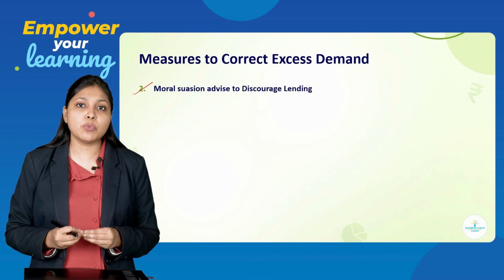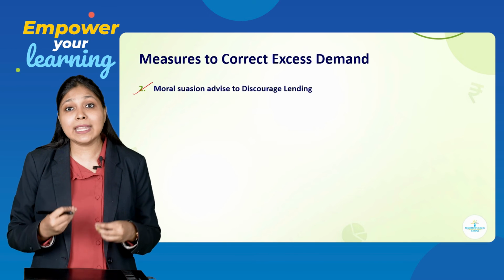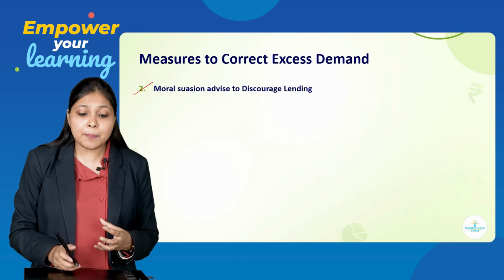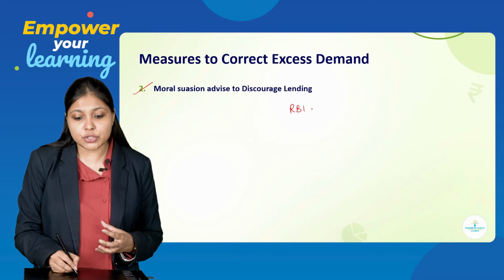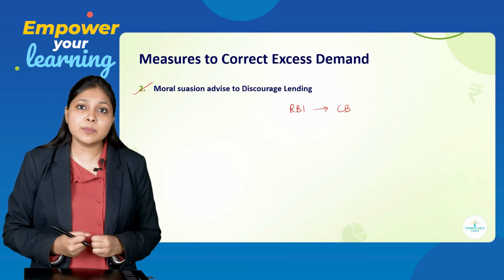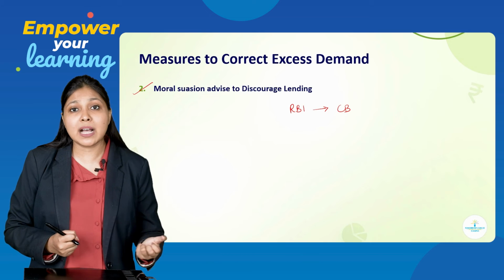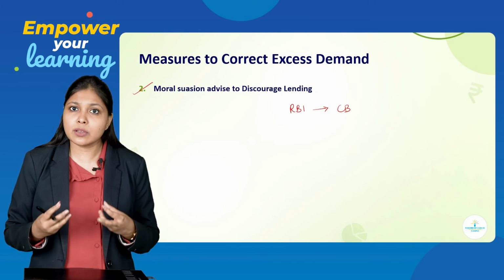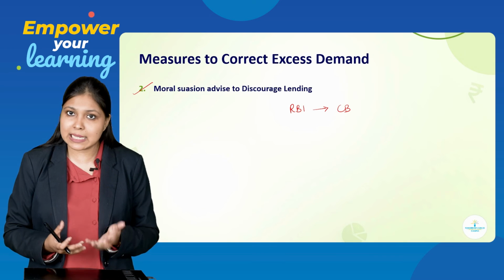Next is moral suasion, advice to discourage lending. Moral suasion means what? Any new policy or anything which is made by RBI, they pass it to the commercial banks. How do they pass these messages? These messages are passed through conferences, seminars, workshops, speeches, letters, etc.